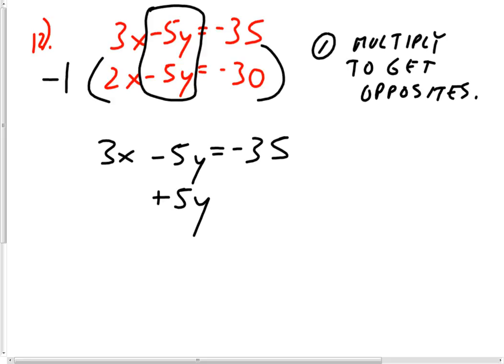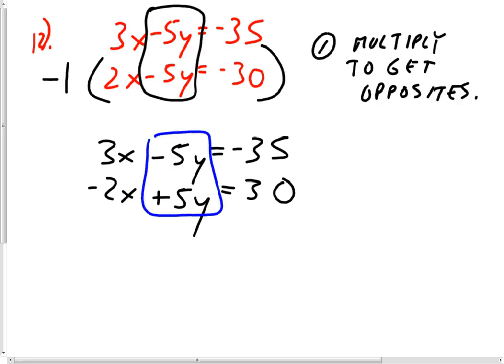Multiply by a negative 1. All we're doing is reversing the sign, but now you got to make sure that you do the multiplication with everything in that equation. So what will I end up with for my second equation? Negative 2x plus 5y equals 30. Do I have the opposites that I wanted? Yeah. I could have done it with the 3 and the 2, but that would have involved 2 multiplications.